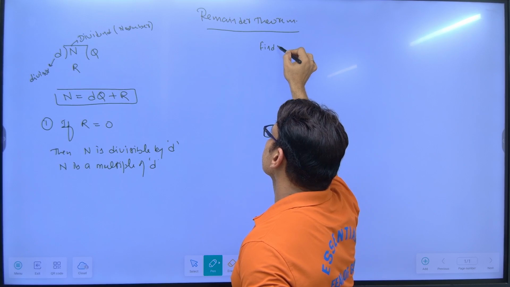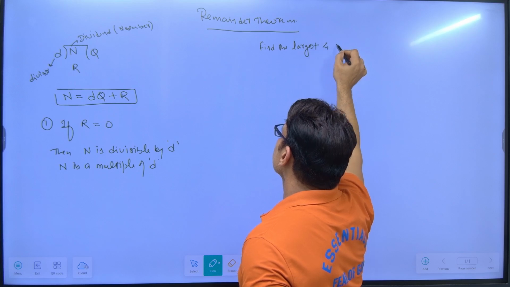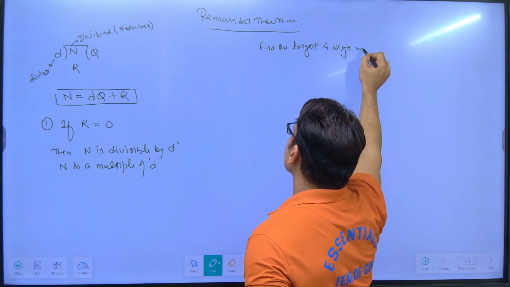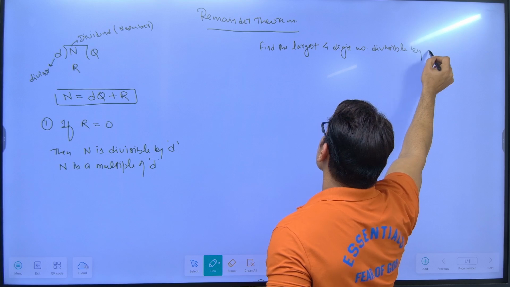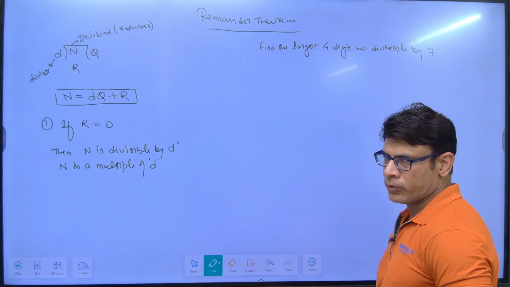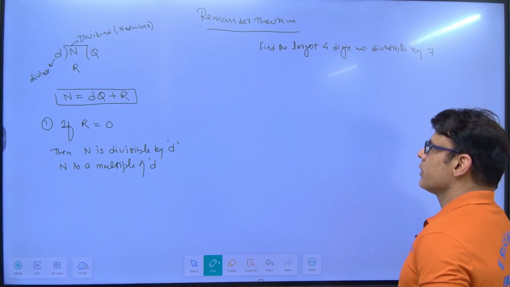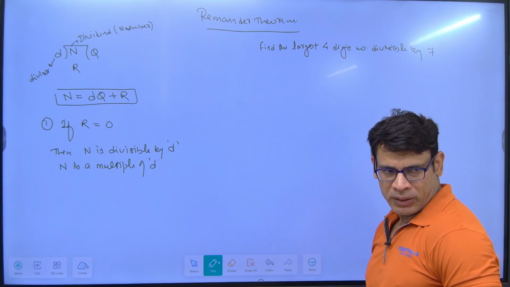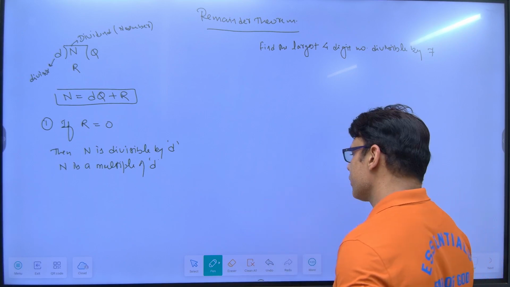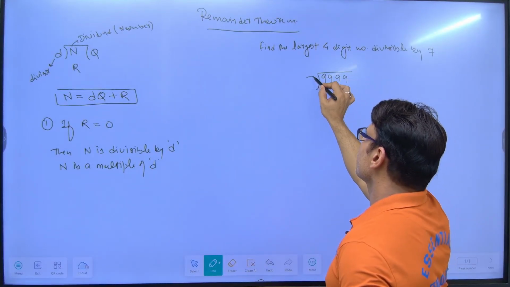Find the largest 4-digit number divisible by 7. You have to find out the largest 4-digit number which is divisible by 7. As of now, you cannot find that number directly, because for that you need to know the table of 7 up to 5 digits. So you simply take the largest 4-digit number, which is 9999, and divide by 7.